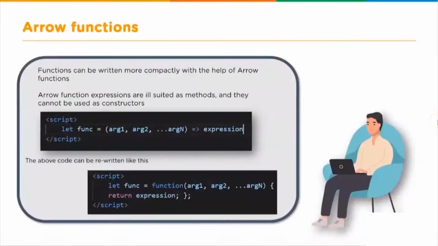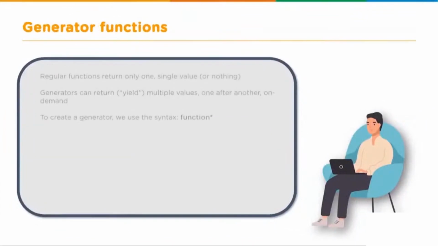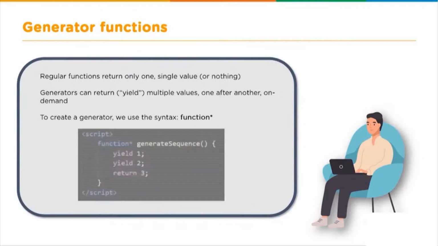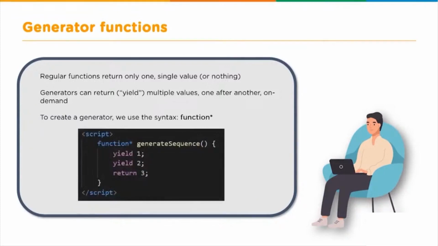Moving on, let's look at the generator function. Now, regular functions typically return only one value, right? Or a single value, or sometimes even nothing. But a generator function can return multiple values. And the speciality is that it can do it on demand. Now to create a generator function, we make use of an asterisk. So an asterisk indicates that the function is a generator function.